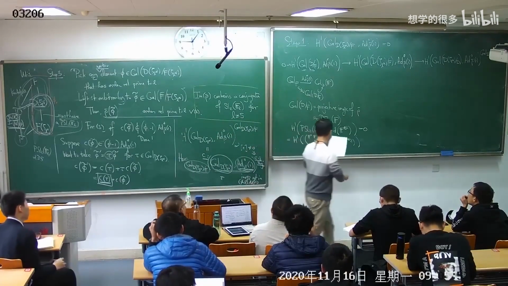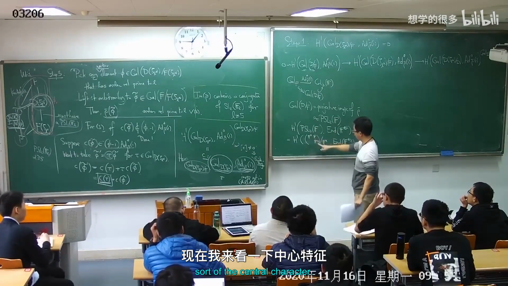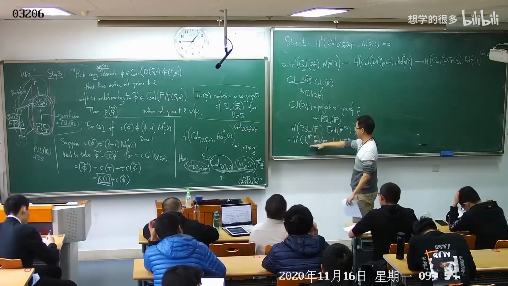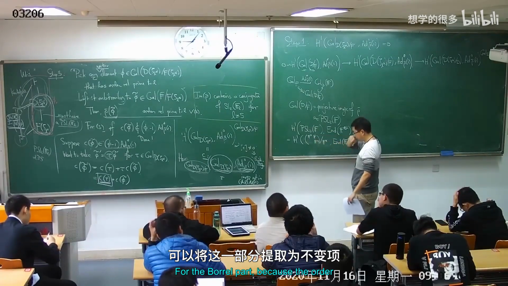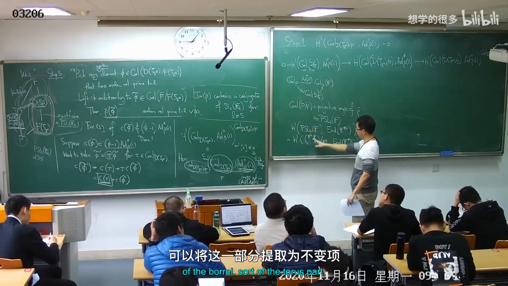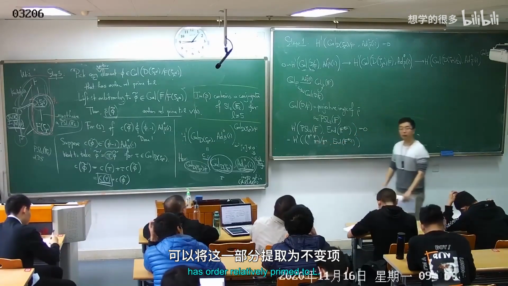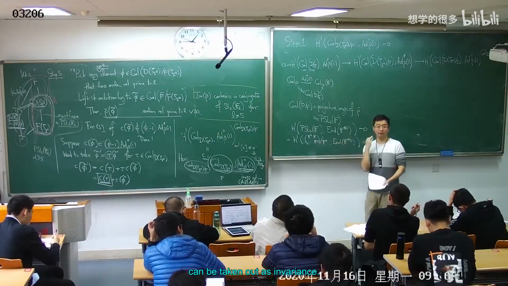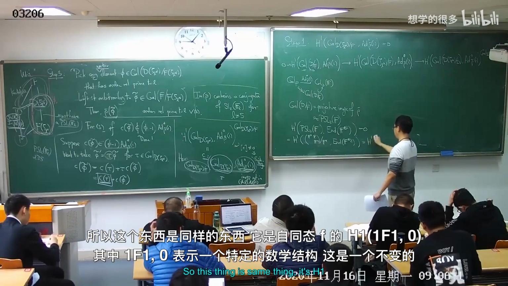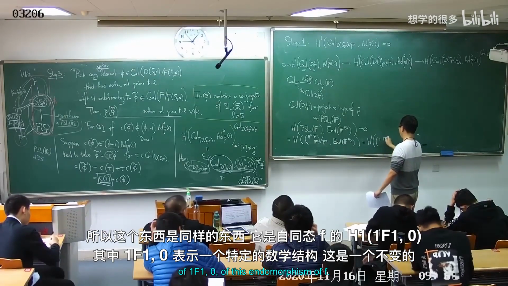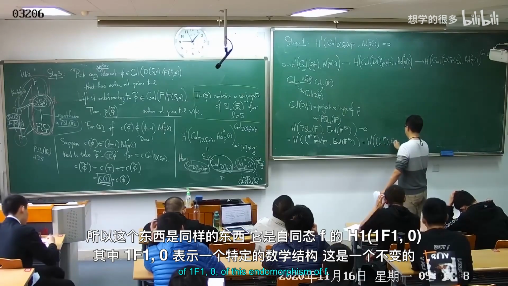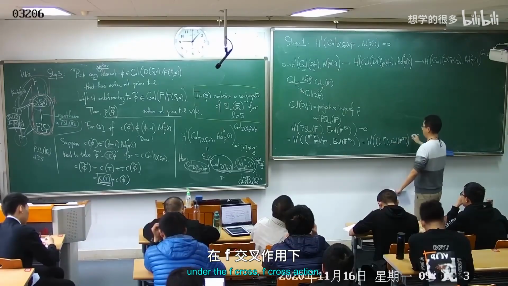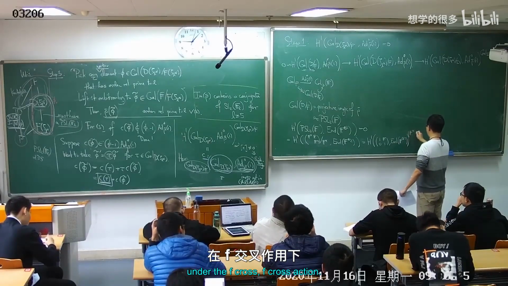And now I somehow pass to the Borel. For the Borel part, because the order of the Borel, the torus part, has order relatively prime to L, that part can be taken out as invariants. So this thing is the same thing as H1 of the unipotent group (1 F; 0 1) with coefficients in this endomorphism of F, and then invariant under the F cross action.